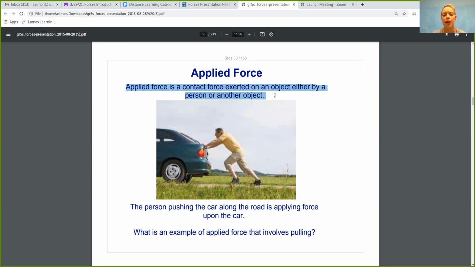What's an example of applied force that involves pulling? What's one that you can think of? You said something along the lines of, say, pulling in tug of war. If you're playing a game of tug of war, pulling the rope, that's going to be an applied force. You pulling the rope, you're applying a force to the rope. So again, applied force is a contact force exerted on an object either by a person or another object.